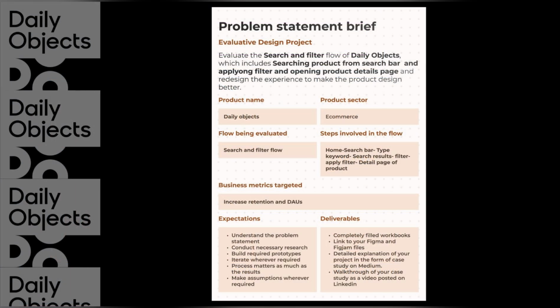So we have selected the DailyObjects app. Our problem statement is to evaluate the search and filter flow for DailyObjects, which includes searching for a product from the search bar, applying filters, and opening the product details page, and to redesign the experience to make the product design better. Also, we are targeting an increase in retention and DAUs.